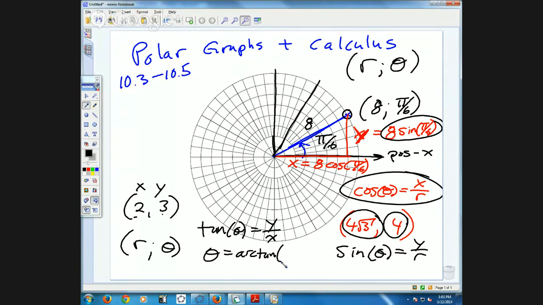Arctangent of, in this case, 3 over 2. And the other connection, I want to know what r is. Does anybody know a connection between r, x, and y? Well, couldn't you solve for y and solve for x? There's a simpler way. r, x, and y are related in one very famous equation. r squared. Ah, there you go. Yeah, Pythagorean theorem, r squared equals x squared plus y squared. So for us here, then, r is going to be the square root of 2 squared plus 3 squared.